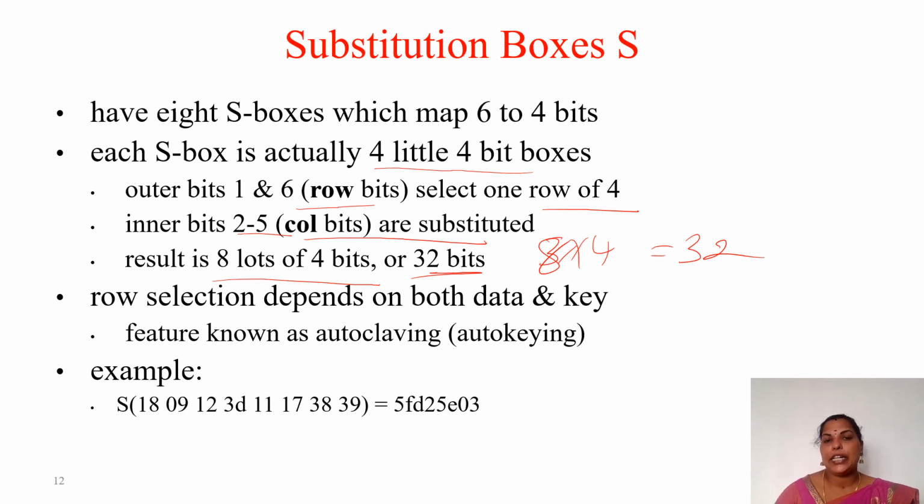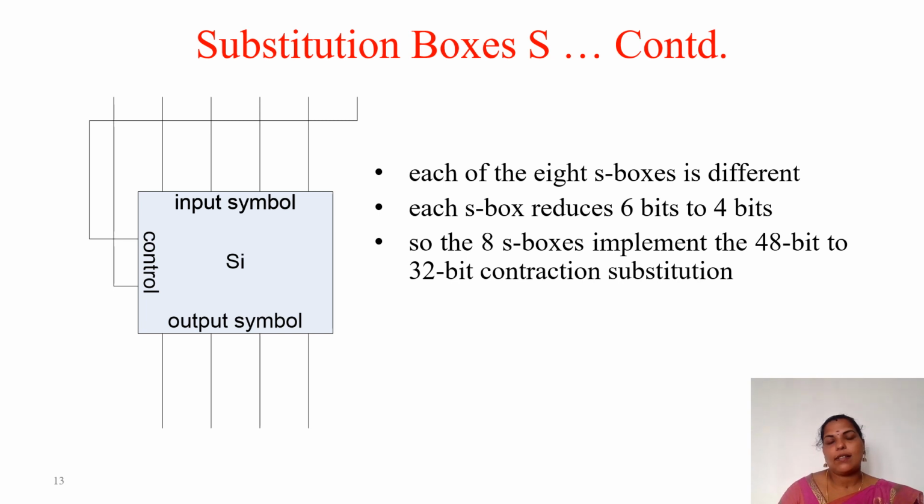So the row selection depends on both the data and the key. This activity we call auto keying. This is one example for the S box, but we will work out some problems, and at that time we can see this example. So this is the pictorial representation of one S box. The input is 6 bits and the output is 4 bits. Each of the 8 S boxes has different values, and each S box reduces 6 bits to 4 bits. So the 8 S boxes implement the 48 bit to 32 bit contraction substitution.